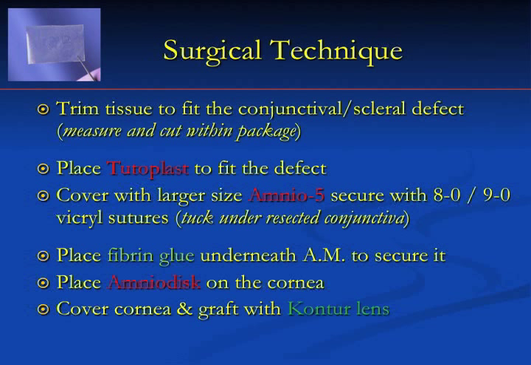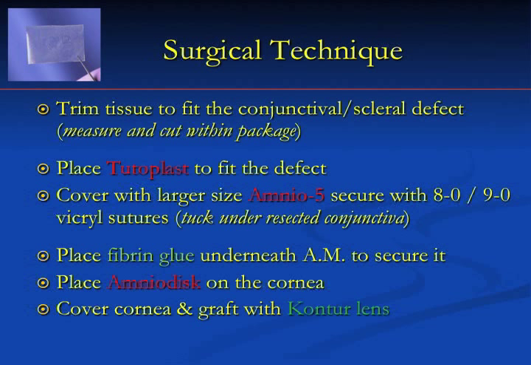And I cover by using a much larger membrane to cover more, going beyond the borders of the Tutoplast. And I secure it in place with Vicryl. You can use either 8-0 or 9-0 Vicryl to secure it, and put it under the resected conjunctiva in order to have a smooth surface.